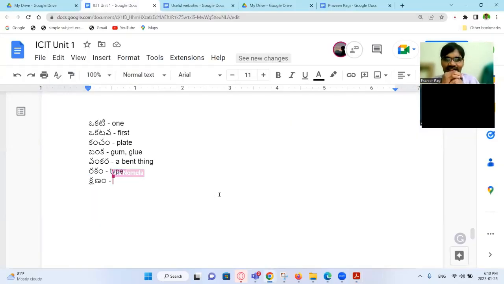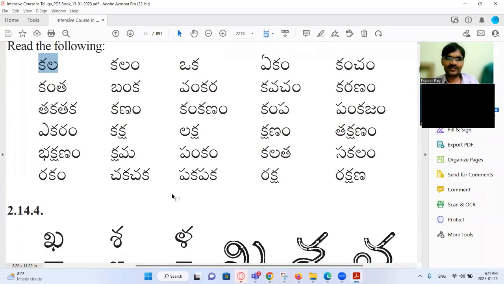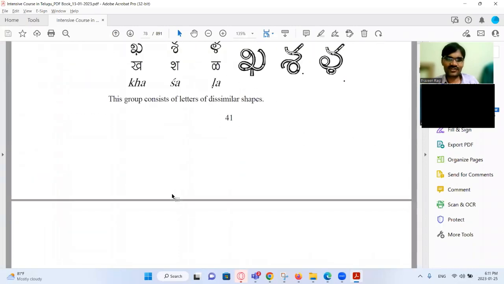Paka paka means like a child, when he or she laughs, it gives some kind of sound. Paka paka, a kind of smile, a kind of laughing. Rakshana means protection, not rakshanam, it is rakshana only, no am. Protection. So let's go to the next set of words or page.